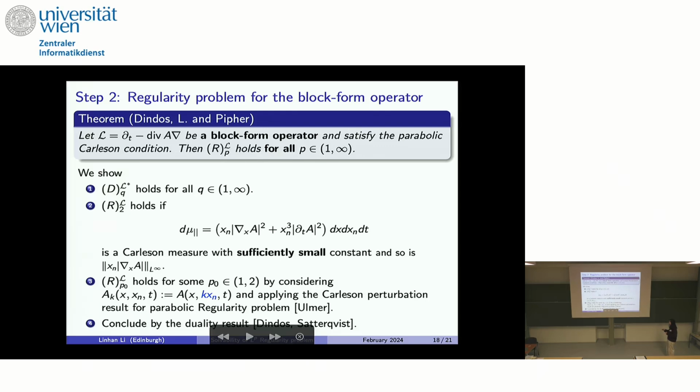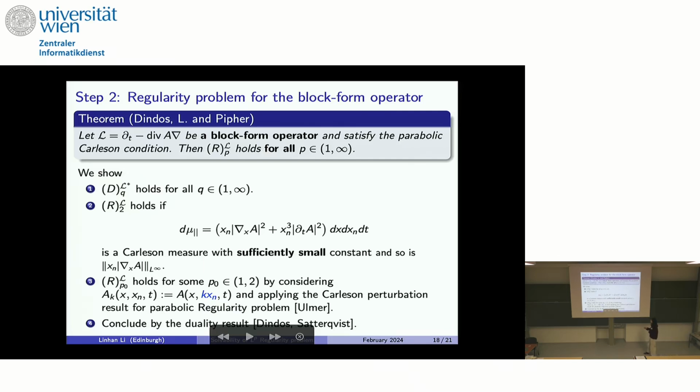So it means that if we use this result by Mourgoglou-Ulmer, who showed basically the regularity problem is stable under Carleson perturbation, then we just need to take this k sufficiently large so that we get the L2 solvability for AK with k sufficiently large. Then by the perturbation result, we can say that our P0, for some P0, which will not be 2, but less than 2, is solvable for the original operator L.